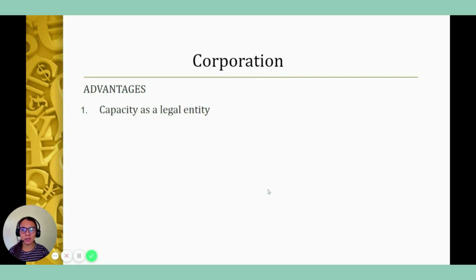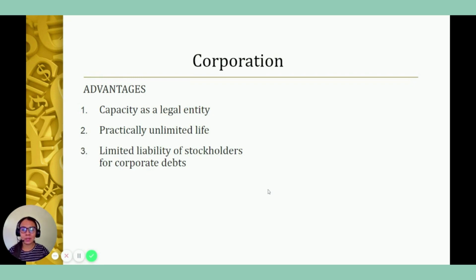For a corporation, good things about it would be there's capacity as a legal entity. It is a separate entity from the owners. There's practically unlimited life, although there's like 50 years stipulated by the law. It can be renewed. And there's limited liability of stockholders for corporate debt, so they don't have to be liable to the extent of their personal property. And there is wider source of capital. If they need more capitalization, then they can issue more stocks to get capital.